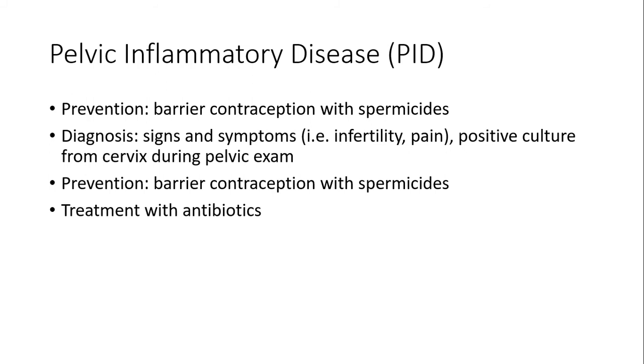Prevention-wise, we want to encourage the use of barrier contraception with spermicides. Oral contraceptives are not going to be enough. Diagnosis is going to need to include signs and symptoms, including infertility. Often you might have patients that will come in and say, we've been trying for over a year, we haven't been able to get pregnant. Then you do the test and you find out that they have this, and there's little you can do for them at that point. Some will have pain. But otherwise, the biggest thing is going to be positive culture from the cervix during their annual pelvic exam on the women's side.